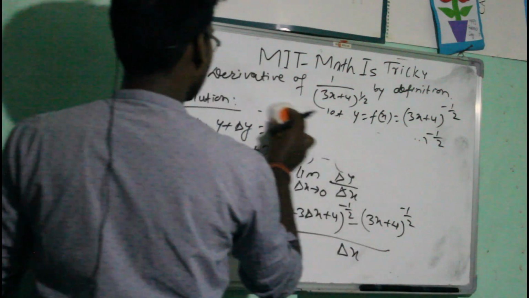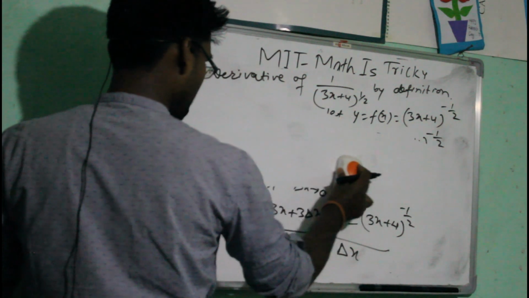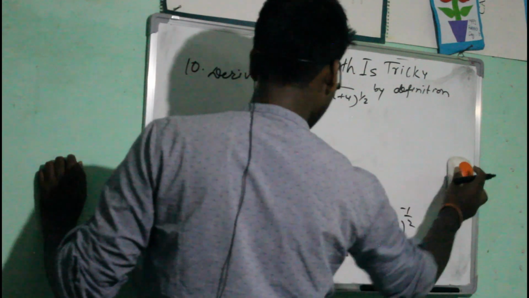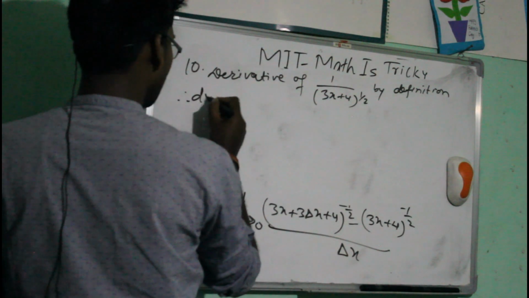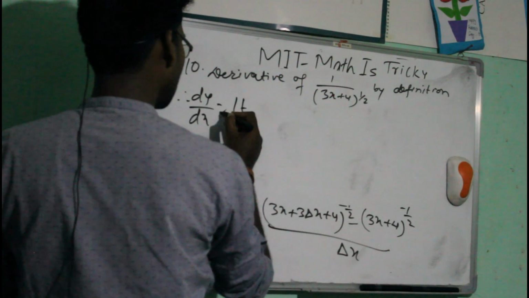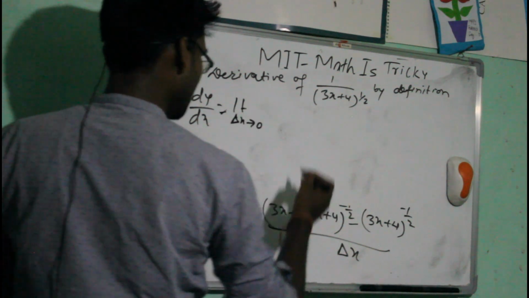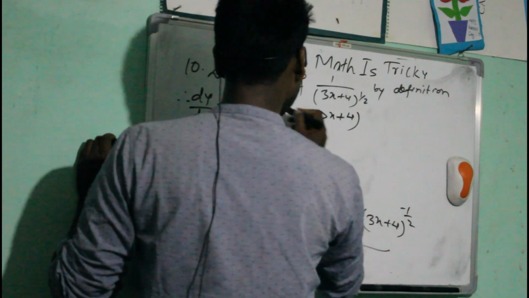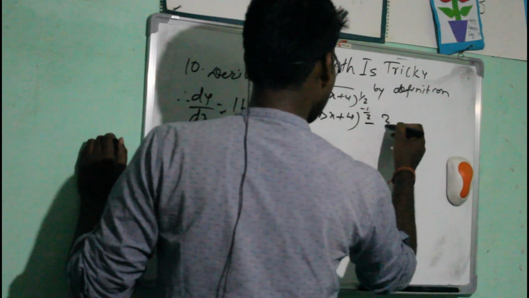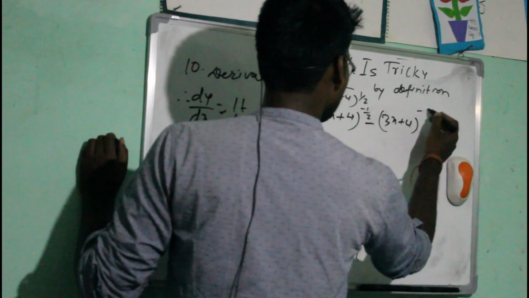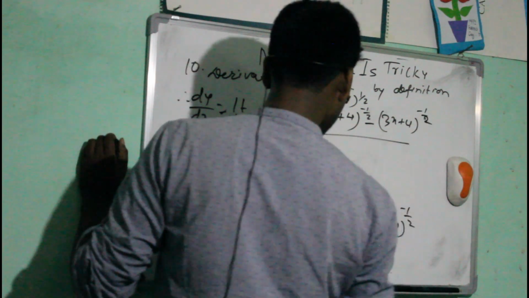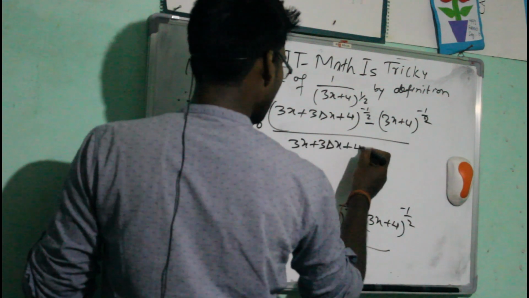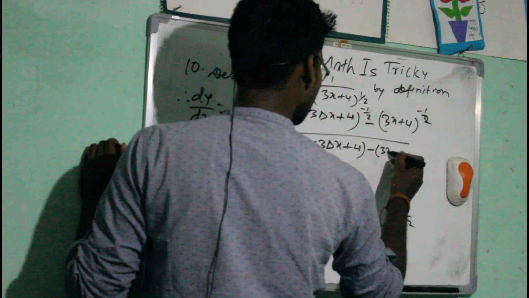Now we'll change the denominator so that we can use the formula. So let's do that to get the final answer. Therefore dy by dx equals limit delta x tends to 0, of (3x plus 3 delta x plus 4) to the power minus 1 by 2 minus (3x plus 4) raised power minus 1 by 2. For the denominator, we will write it like this: (3x plus 3 delta x plus 4) minus (3x plus 4).